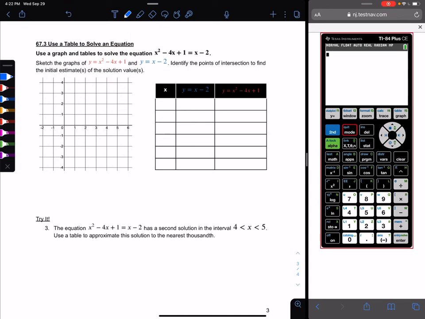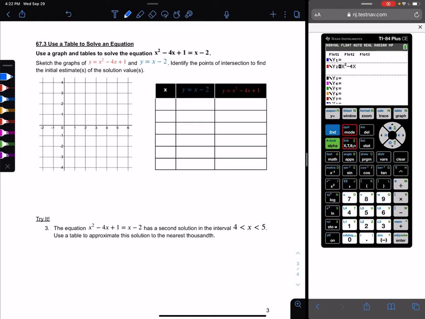The question tells us to sketch the graphs of y equals x squared minus 4x plus 1 and y equals x minus 2. Identify the points of intersection to find the initial estimates of the solution values. All right, so I'm going to go to my y equals, and I'm going to keep it color coded. Again, I know yours is in black and white, but you can just follow along.